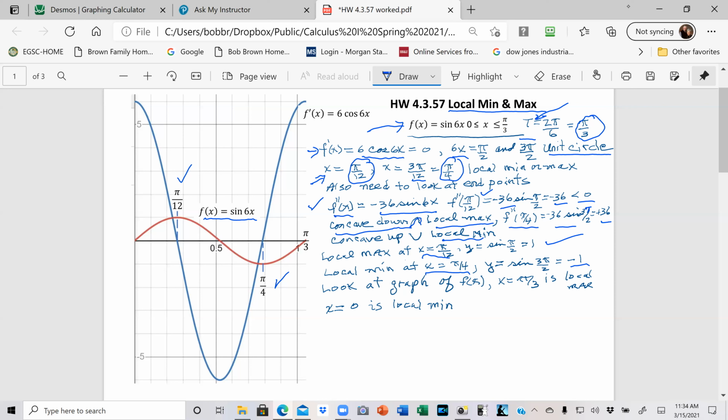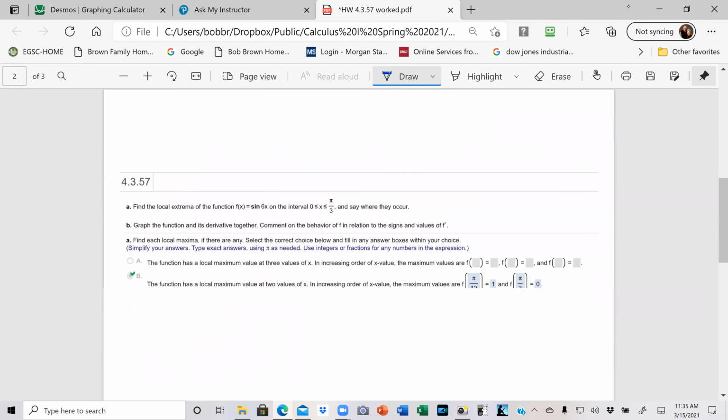And now we want to look at endpoints. If you look at the graph of f of x, you notice that at this endpoint, that's going to be a local min. And at this endpoint, looking at points around it, it's going to be a local max. So x equals 0 is a local min, and x equals pi over 3 is a local max also.